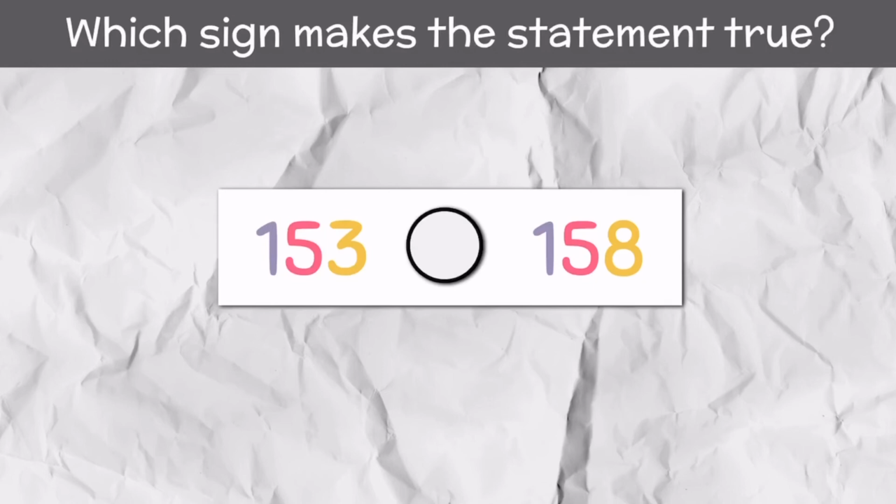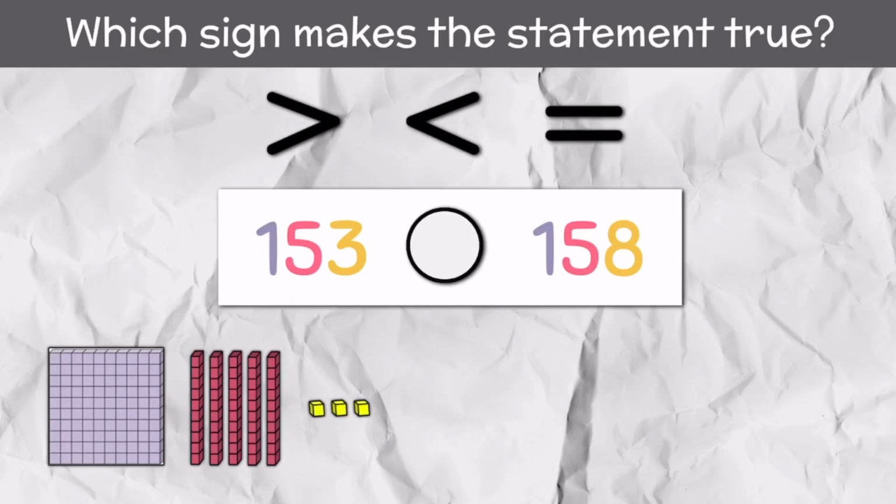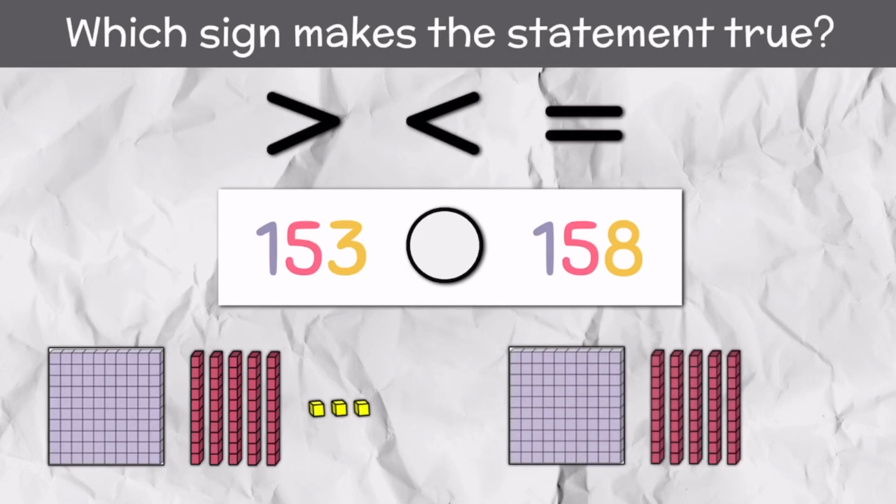153. Is that greater than, less than, or equal to 158? We have 100, 5 tens makes 50, and 3 ones. Now we have to compare that to 158. For the hundreds place, we have 100, we have 5 tens, which makes 50, and we have 8 ones.